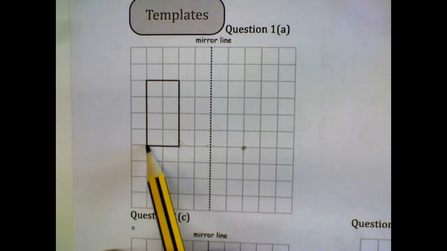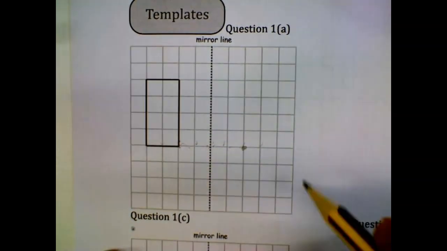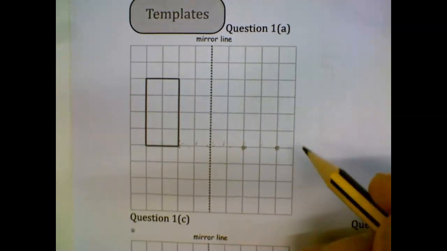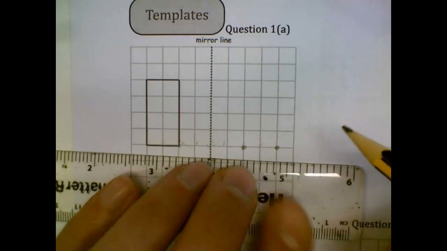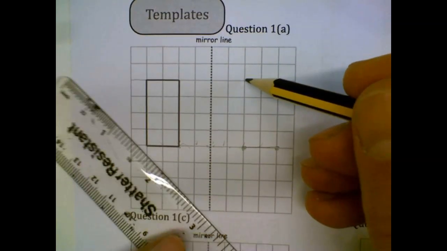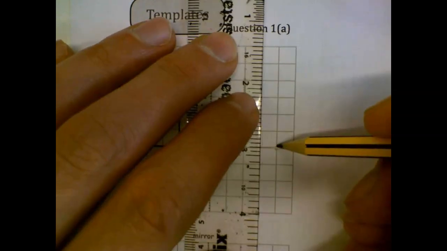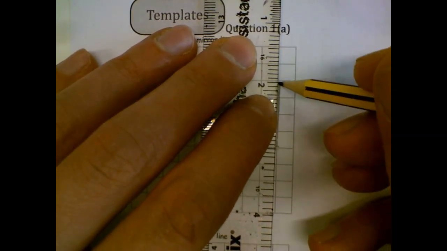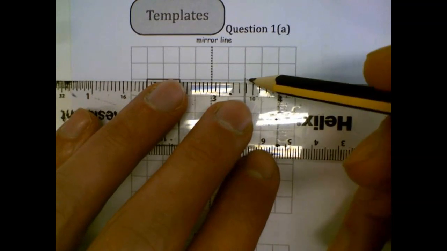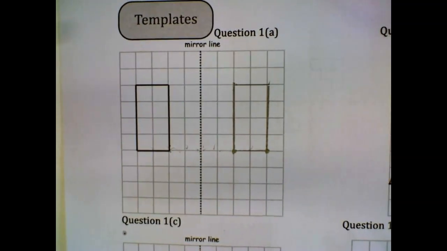And likewise, this point here is going to be 1, 2, 3, 4 away. So 1, 2, 3, 4 away is going to be there. And we should be able to see now that those two can join up. And we know that the rectangle was 4 high, so I don't need to move those points because I know enough information already to complete that. And that's all there is to it. That's my image now.